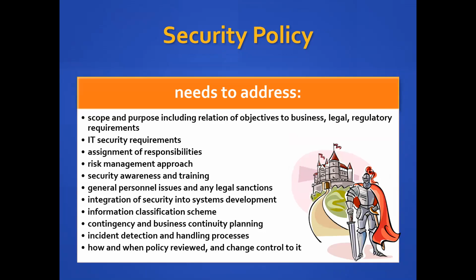So let's look at security policy. As I said, usually you start here and you need to address various things about the organization. These are individual policies. It's basically the scope and purpose, including relation to objectives, to business, legal, and regulatory compliance, IT security requirements, assignment of responsibilities. This one's very important. The risk management approach: does a company accept a lot of risk or none at all, or somewhere in between? Security awareness, personnel issues, any legal sanctions, integration of security into systems development, contingency and business continuity planning, incident detection, and so many more. So there's a lot of things that need to be thought of when you're trying to secure your organization.